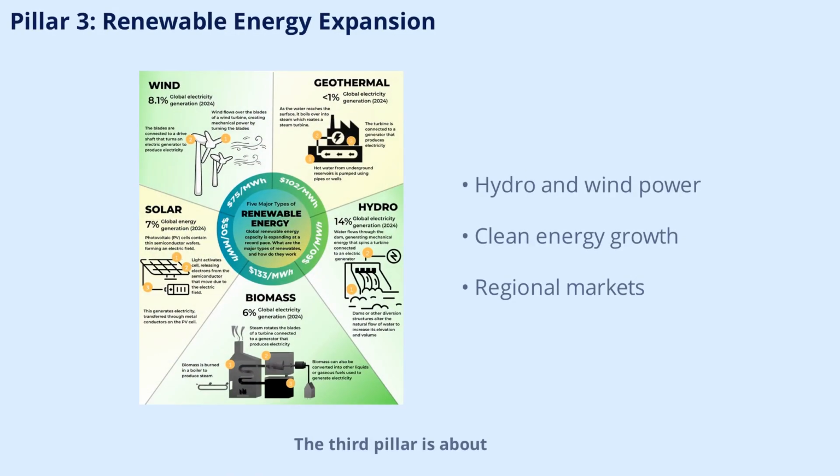Third pillar is about expanding electricity generation from renewable sources. Ethiopia is rich in natural resources like hydro, geothermal, solar, and wind power. By investing in these clean energy sources, the country can meet its growing electricity needs while keeping greenhouse gas emissions low. This pillar supports both domestic development and regional energy markets.